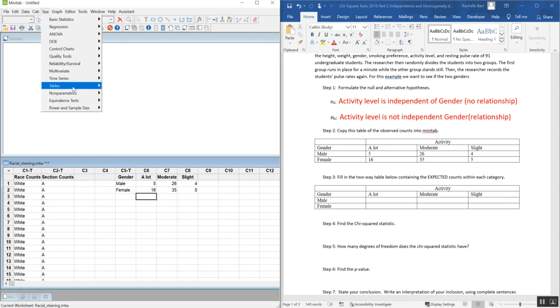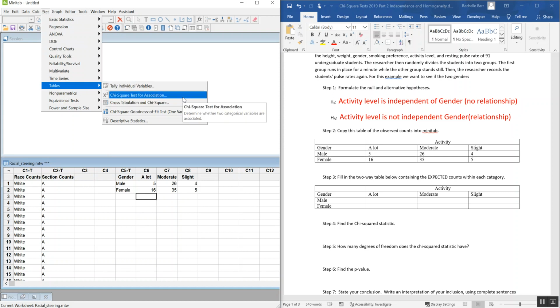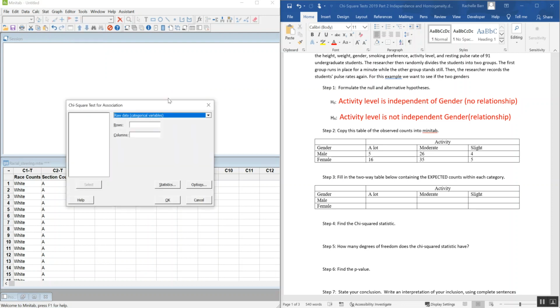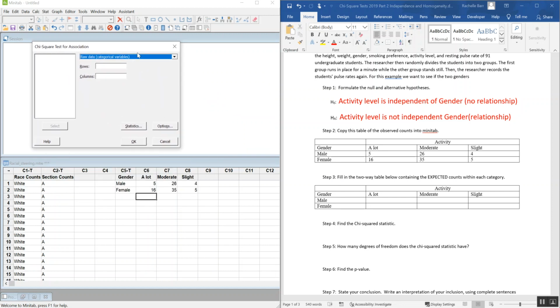Let's go to Stat, Tables. I hate myself. Whew. We're going to be going to the chi-square test for association. Now, you can also use the cross-tabulation chi-square to do this, but I am not going to because that one tends to work better for our second example, or one where you have raw data that are just in columns. So I'm going to be using the test for association. You can do both. Now, you'll notice there's a drop-down arrow that says, do you have raw data? And I want to use one of my variables to make my rows and the other one to make my columns.